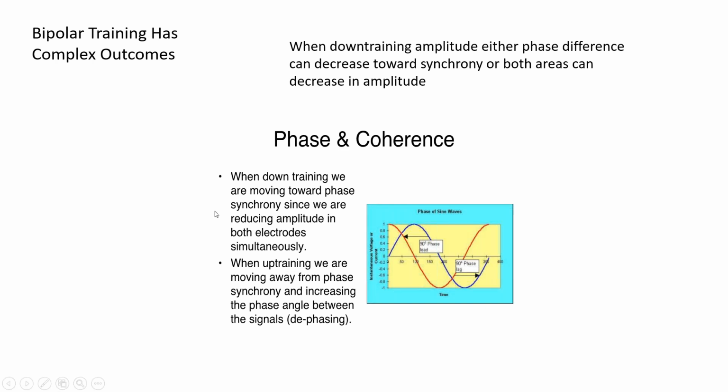So when we downtrain, we are moving toward phase synchrony in many cases, since we are reducing amplitude in both electrodes simultaneously. When uptraining, we're moving away from phase synchrony and increasing the phase angle between the signals. We're dephasing. Now, if your eyes are crossing, that's okay. We could be talking about positive and up and down spin in electrons orbits in the quantum model.